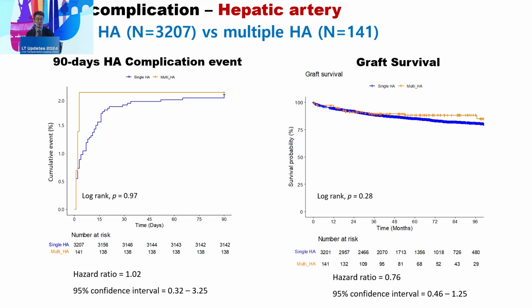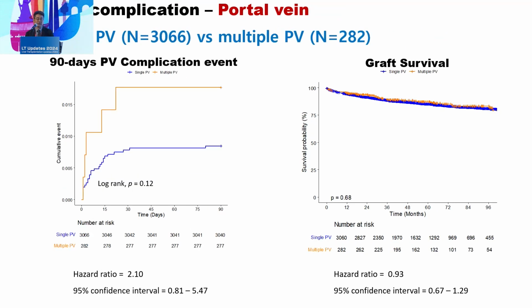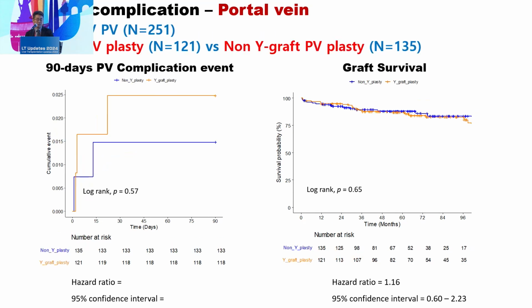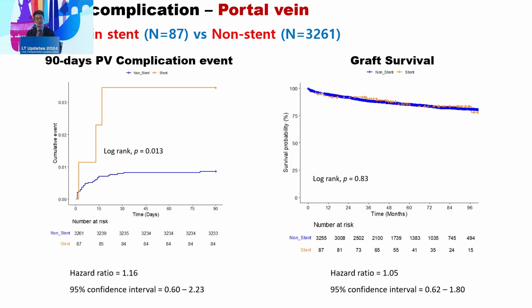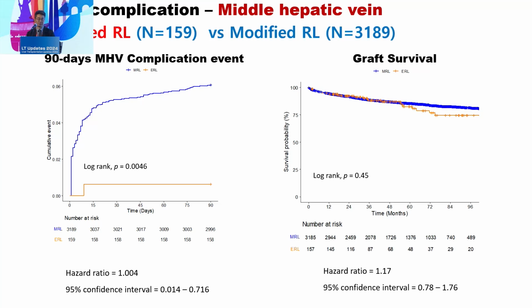In hepatic artery complications, firstly we consider the multiplicity of hepatic arteries and the surgical procedure, including artery ligation or embolization, which we have sometimes performed to improve hepatic artery flow. In the portal vein complication analysis, we considered the multiplicity of openings. And in the case of portal vein variation, the Y-shaped portal vein plasty group and the non-Y graft portal vein plasty group were compared. And the intraoperative portal vein stent insertion and portal vein thrombectomy groups were compared with the non-procedural group.